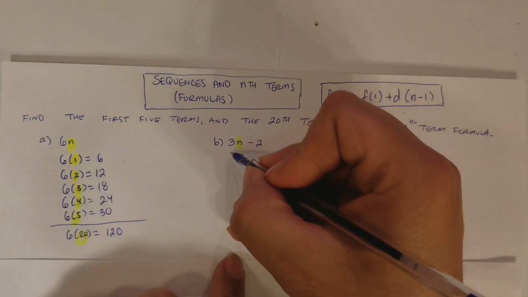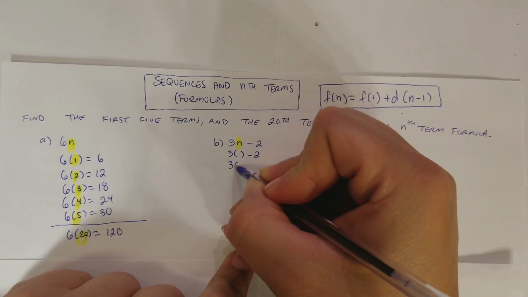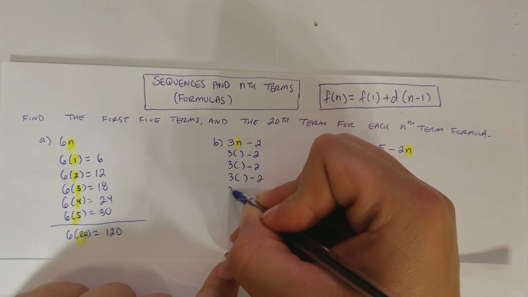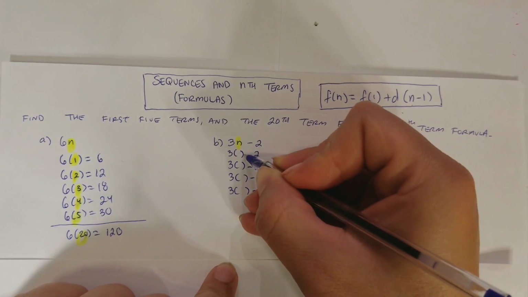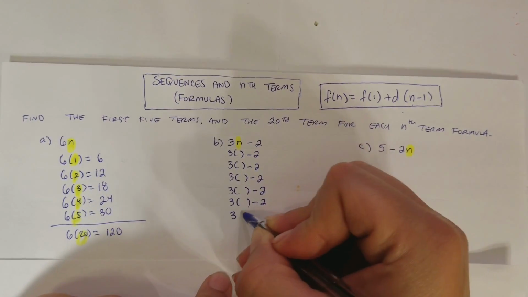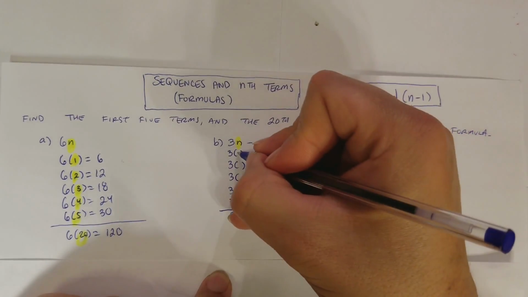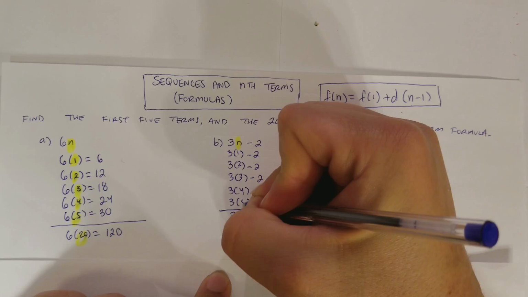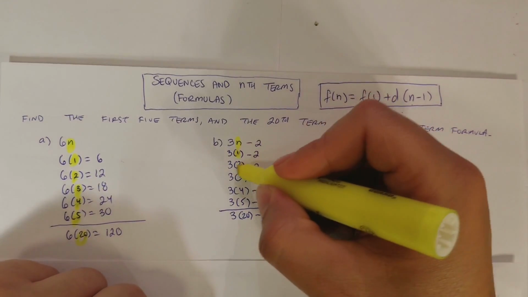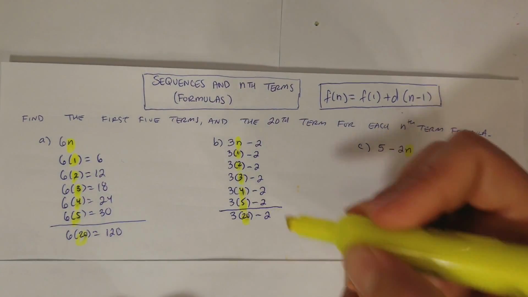So let's do it again, hopefully more rapidly. So 3 times something minus 2, 3 times something minus 2, for 1, 2, 3, 4, 5. So first I'm doing the first 5, and then I'm doing the 20th one. And I'm replacing the value of n with these numbers so we can figure out the evaluation of it.